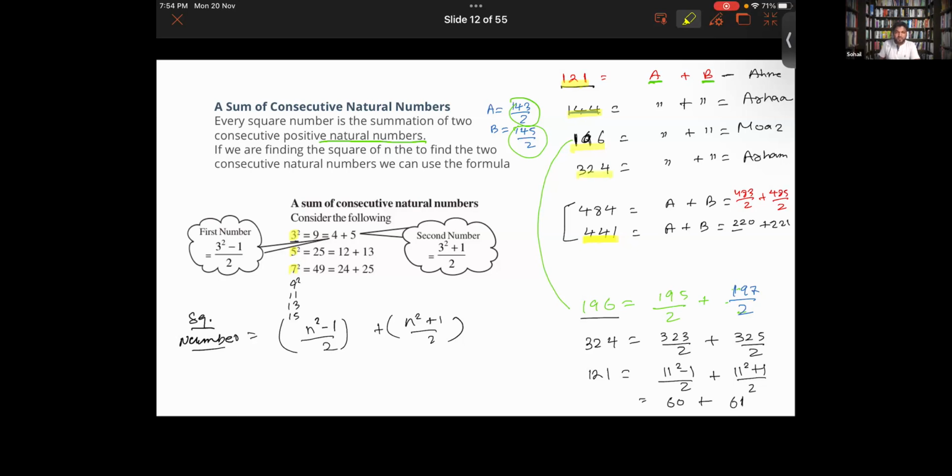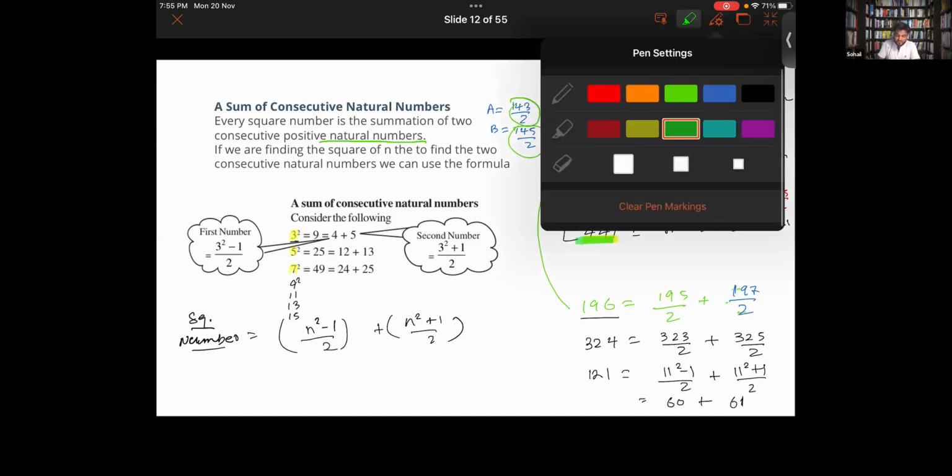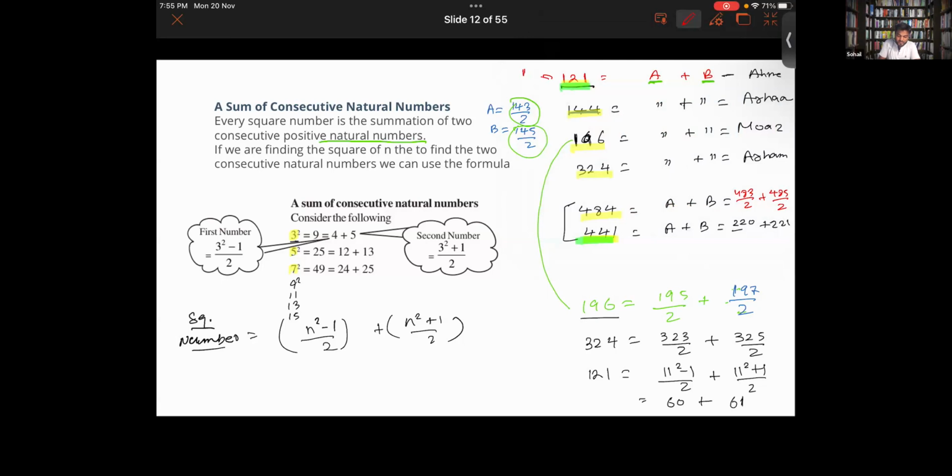324 is the square of 18. 18 का square है. 484 is the square of 22, right? Now look at these ones, the ones I'm highlighting with yellow. So ये किनके squares हैं? It's an odd number, 21. 11, that is an odd number. This is the square of 21, that is an odd number.